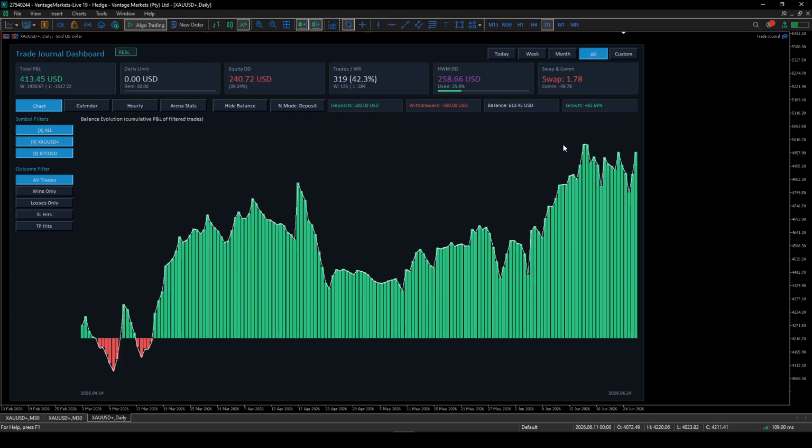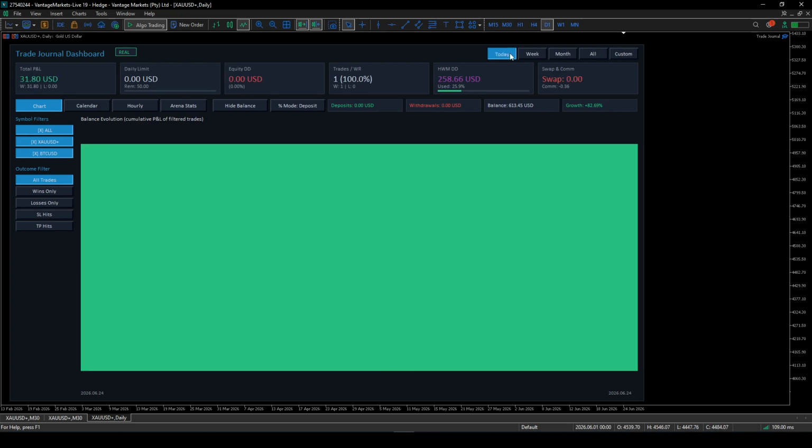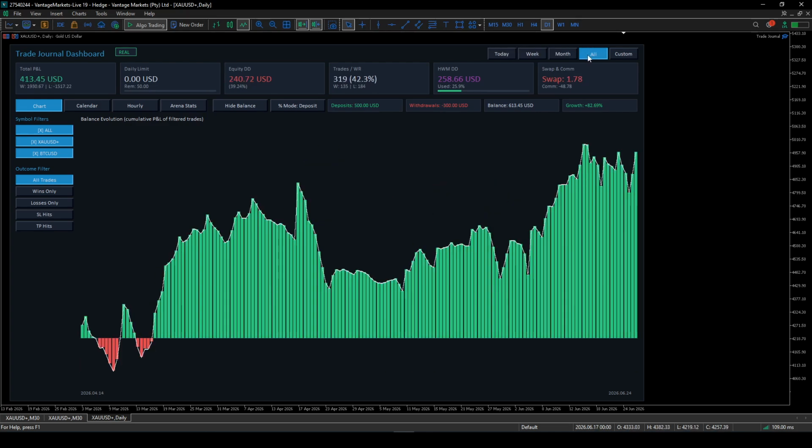All right, so a bar chart of your loss and profit is showing in here, right? And it's working the same if you click in here. All right, very simple. You can simply filter this by period and by symbol.